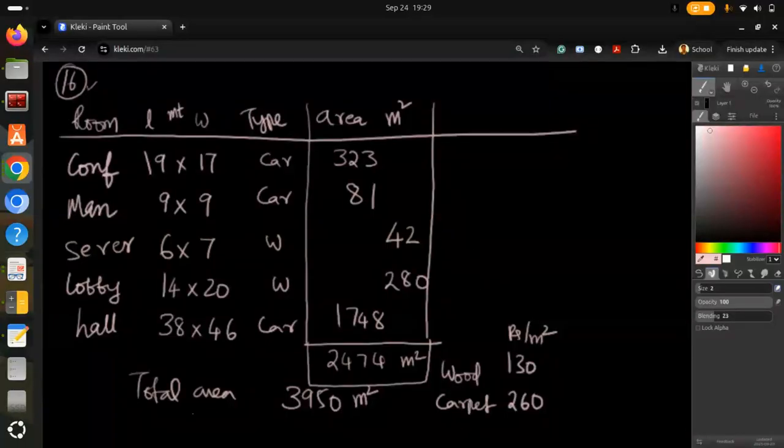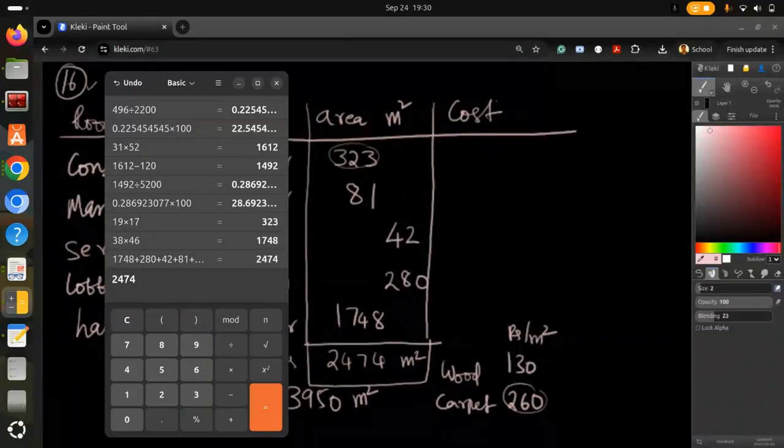Now the total company area is more, and this was the flooring area. Okay. So these two numbers are not the same. Just keep in mind. Now I can also find the cost. Okay, so because carpet cost is given, what will be the cost? 260 multiplied by 323 will be the cost of flooring the conference room. Okay, so let's calculate that also.